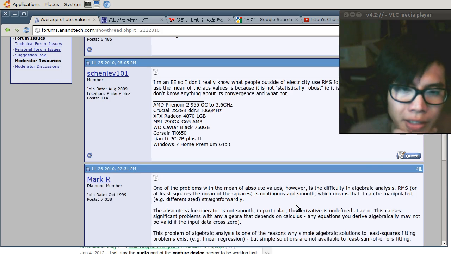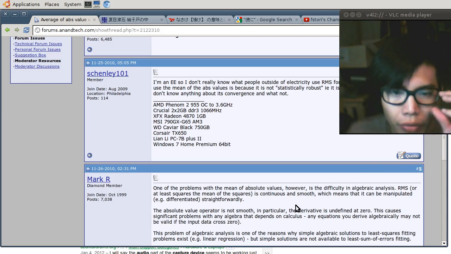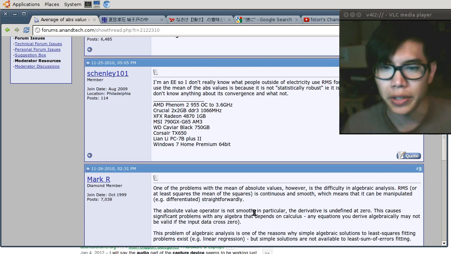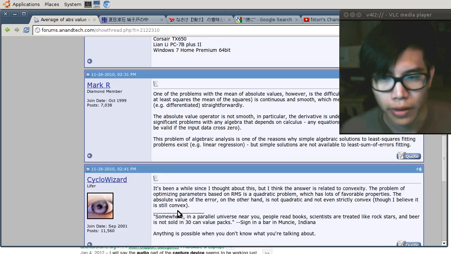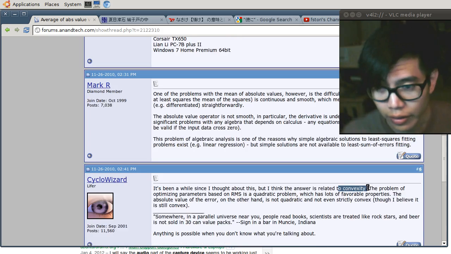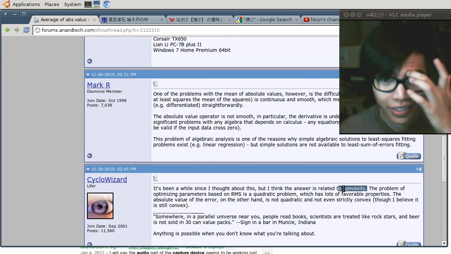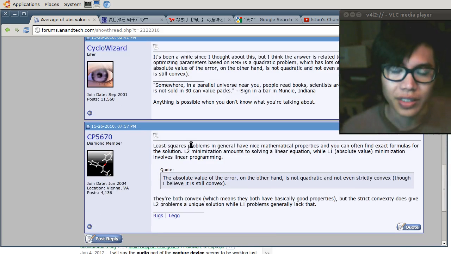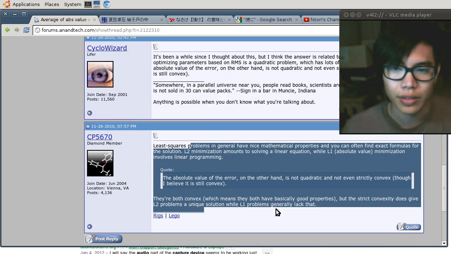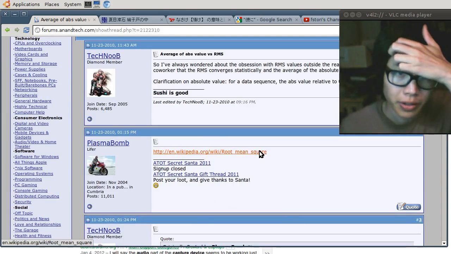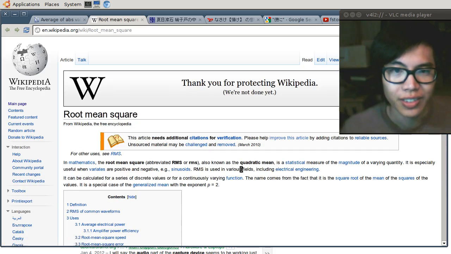Because, like, for math stuff, absolute functions are scary. You get that kind of discontinuity. The absolute operator is not smooth. In particular, yeah, I said that. It's been a while. Convexity. It's the problem of least squares. Yeah, it looks like, I mean, smart sounding people, but no one with an answer.